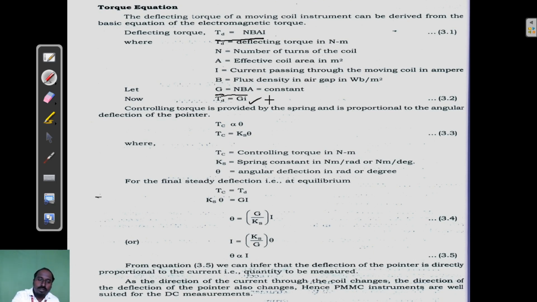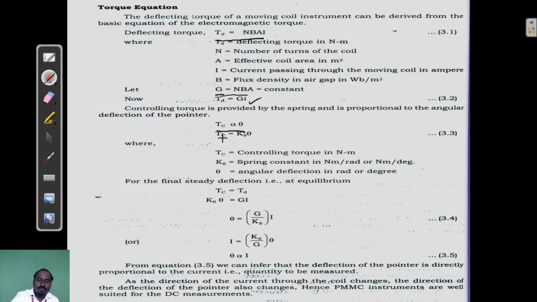Next, we need to derive the equation for controlling torque. The controlling torque equation says Tc is proportional to the angle of deflection theta. In the first one, Td is proportional to the current, because deflecting torque is produced only by the current source. So it is proportional to the input current of the moving coil, which is I. So Td is equal to G into I. Td is proportional to I.